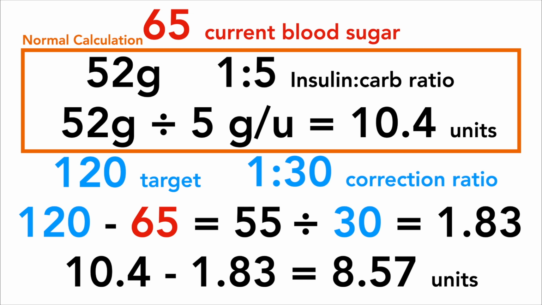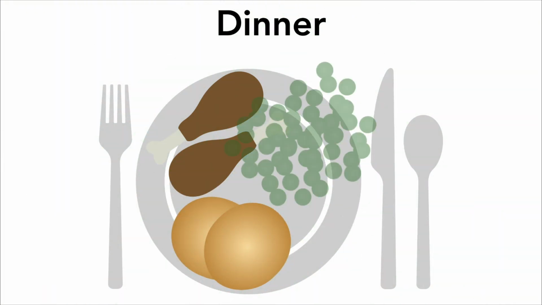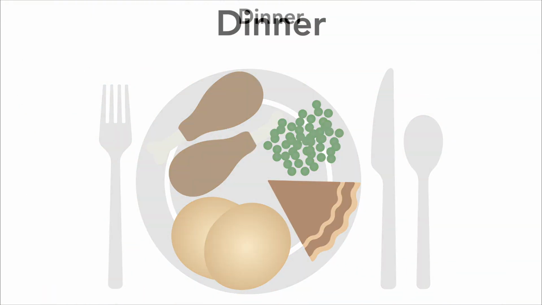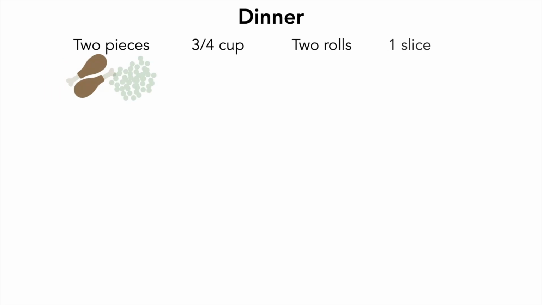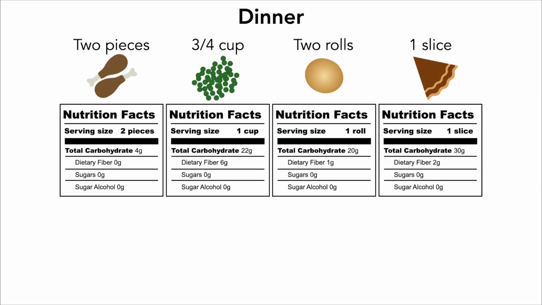Alright, we are finally moving on to dinner, the last meal of the day. We are going to have some chicken legs, a couple of rolls, some peas, and a slice of pumpkin pie for dessert. Go ahead and calculate the amount of carbs in each of these foods, and then we'll walk through it together.